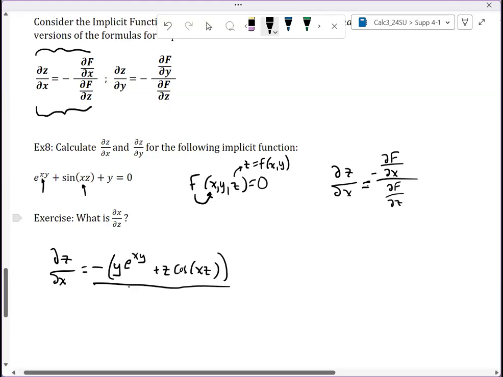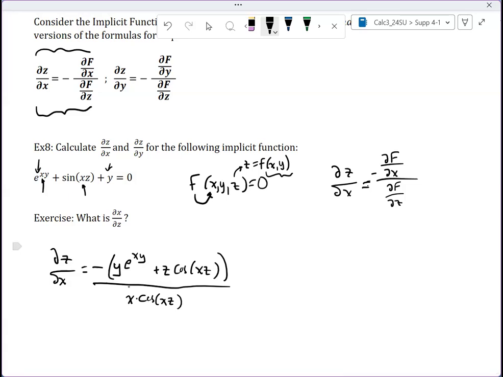And then divided by partial of f with respect to z. I don't see any z's in the first or the third term of f, so those differentiate to 0. Again, we don't try to do something funny with the x's and y's. There's no z in the first or third term, so those differentiate to 0. Sine of xz differentiates to cos of xz times x. Again, because now z is the variable and x is a constant, the chain rule pops out another x.